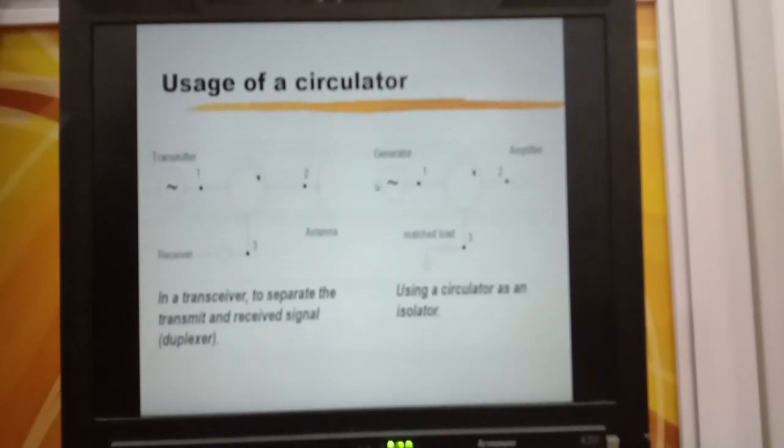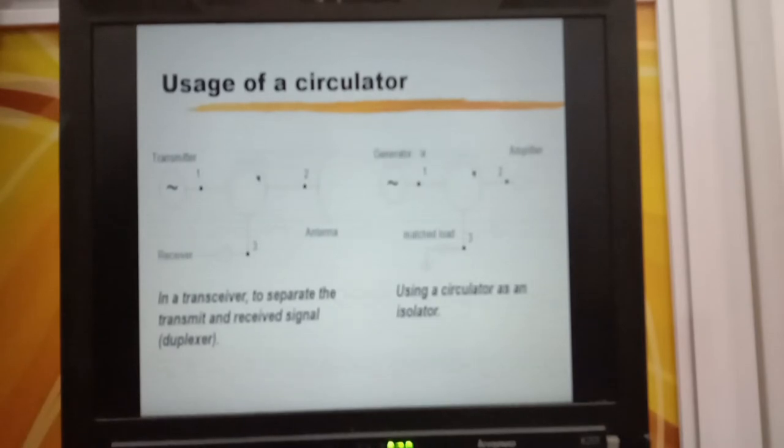If an object reflects the wave back to the antenna, this received signal is then circulated to port 3 where a receiver is connected. The signal does not go to port 1. So all the received signal will be received by the receiver. At the same time, the signal from the transmitter is not circulated to port 3. Therefore, it prevents the strong signal from causing the receiver to become saturated.